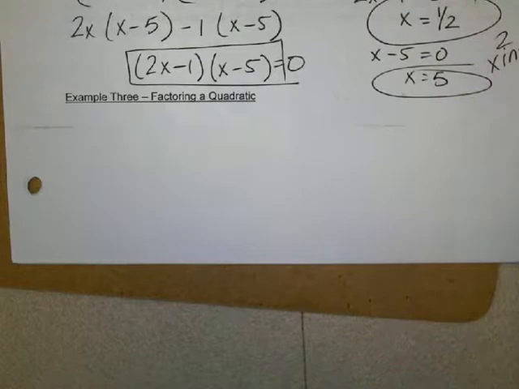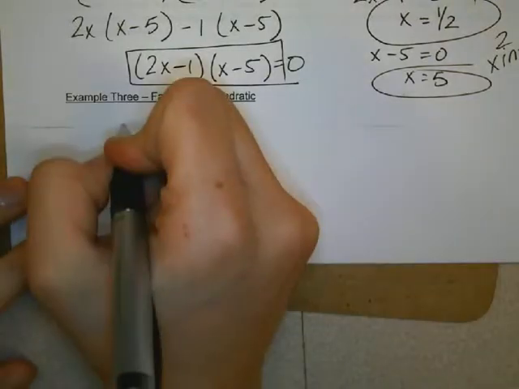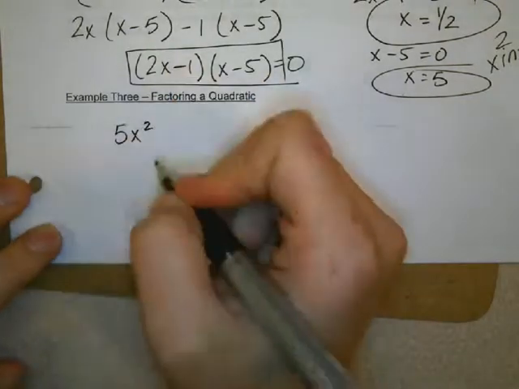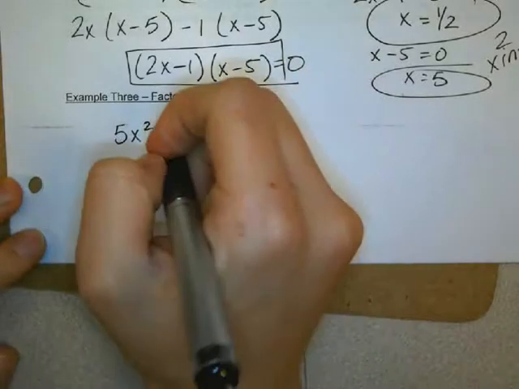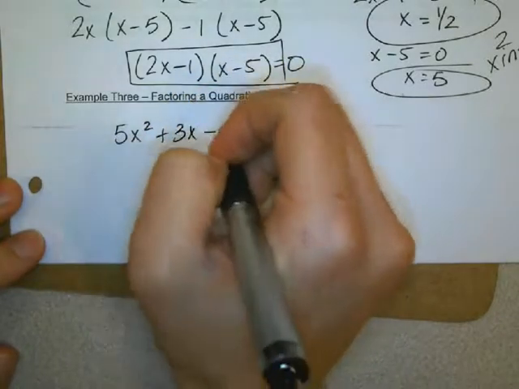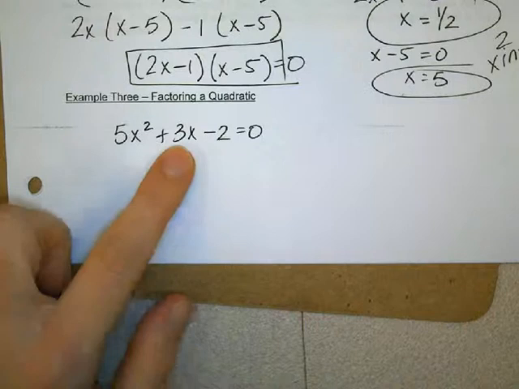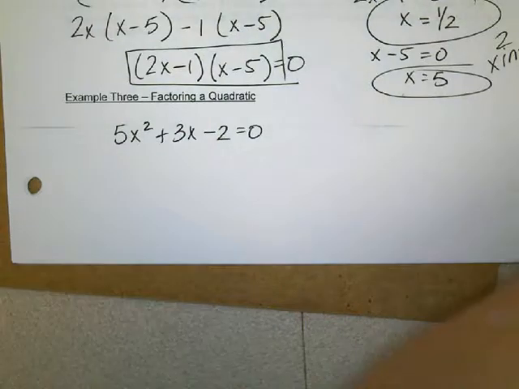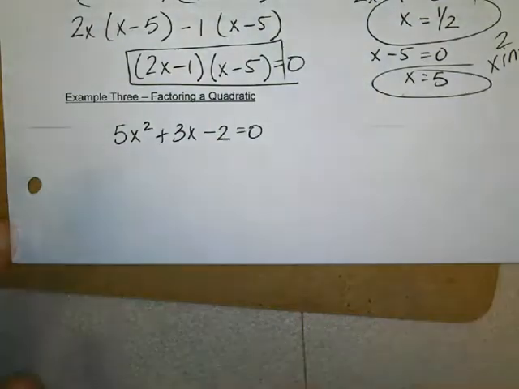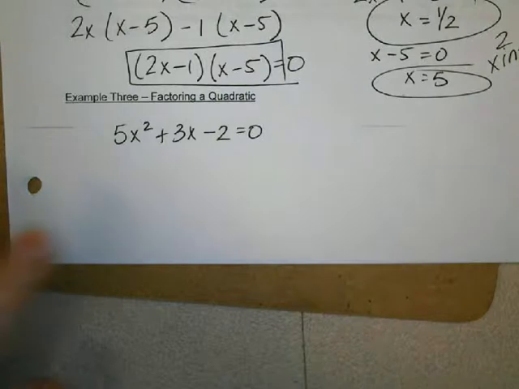Let's look at, trying to find a good one here. Let's do 5x squared plus 3x minus 2 equals 0. Now, just a little hint. If you're solving and your equation is not already set equal to 0, you need to move everything over and get it equal to 0.